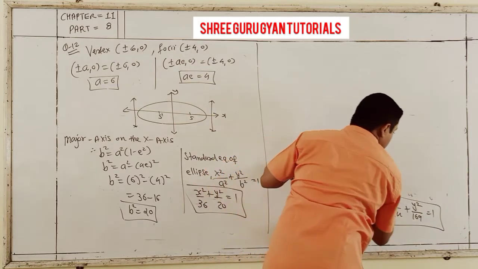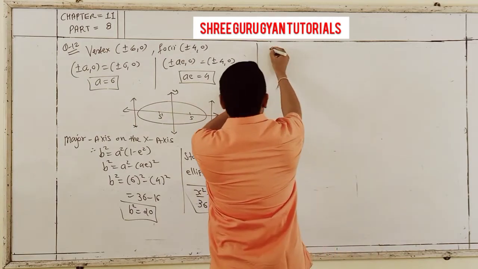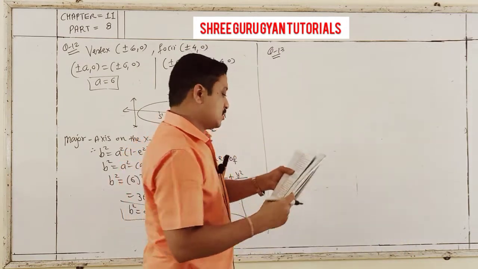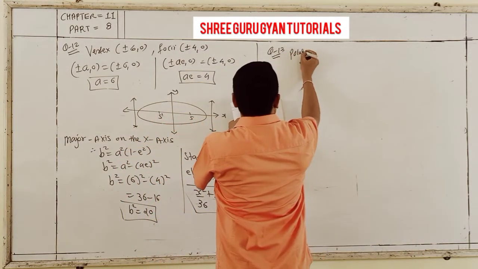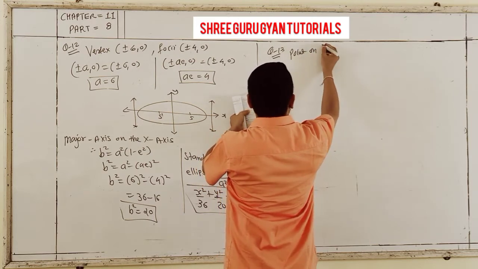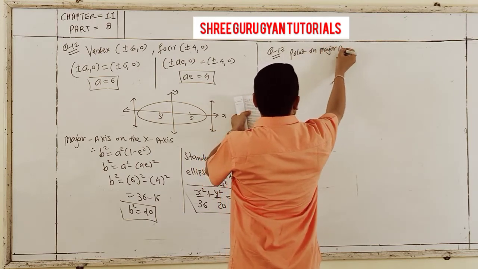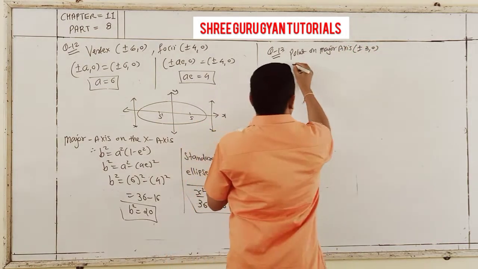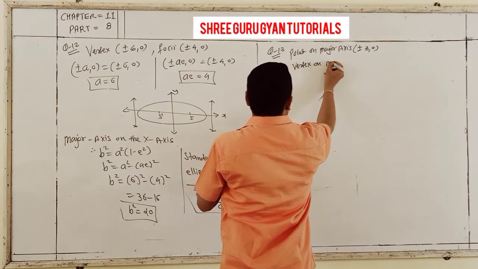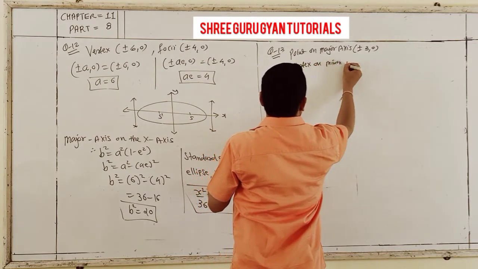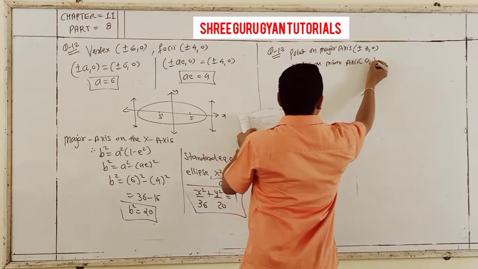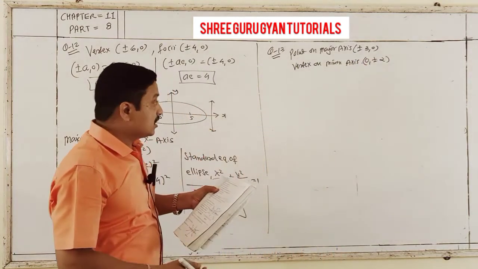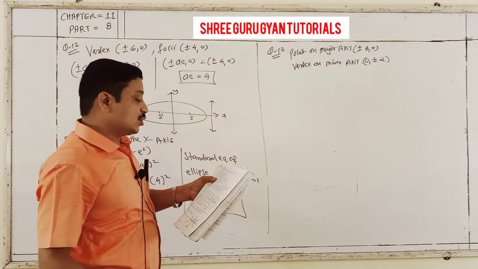Similarly, slowly I am going ahead. Question number 13. Vertex on the major axis is plus or minus 3, 0 and vertex on the minor axis is 0 comma plus or minus 2. Again I repeat, vertex on the major axis plus or minus 3, 0 and the vertex on the minor axis 0 comma plus or minus 2.